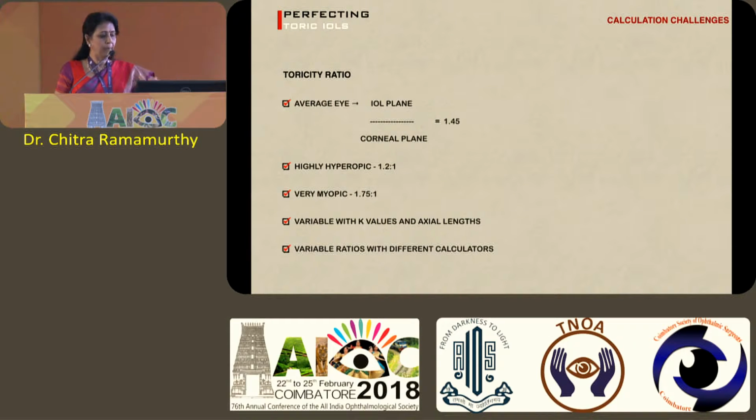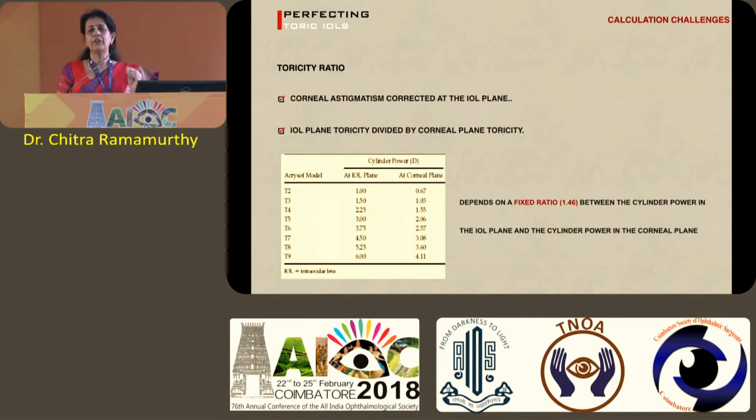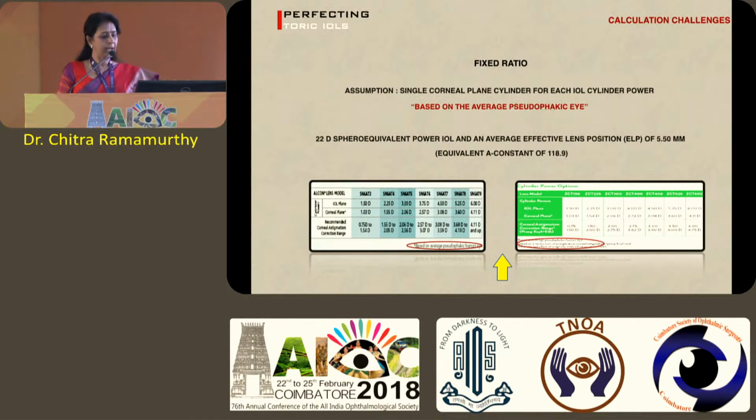And what would happen is, in a high myope, the ratio is different. In a hyperope, the ratio is different. Whereas, if you just stick to the average toricity ratio, which comes in all the IOL calculators, you would again be inducing some kind of an error, because in an average pseudophakic eye, the measurements are average.